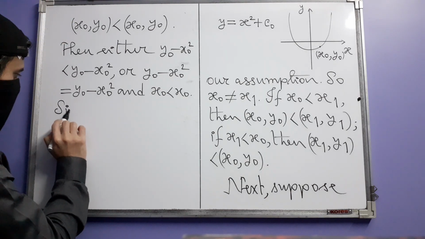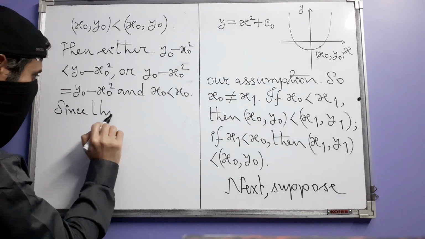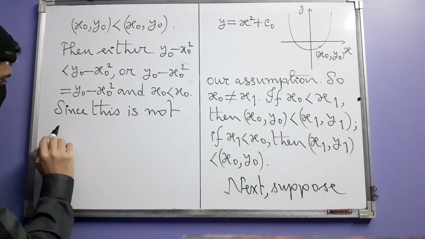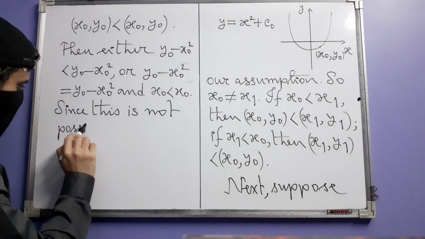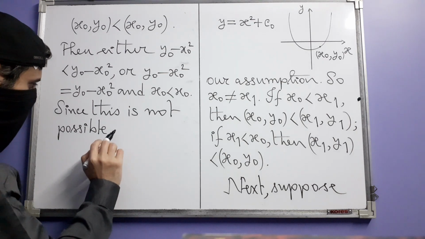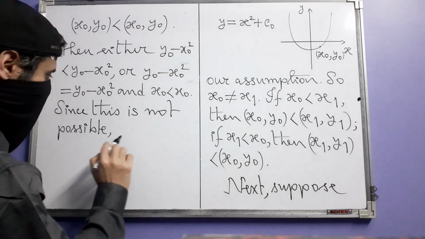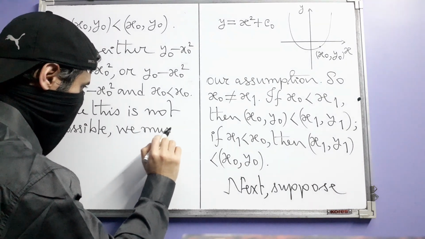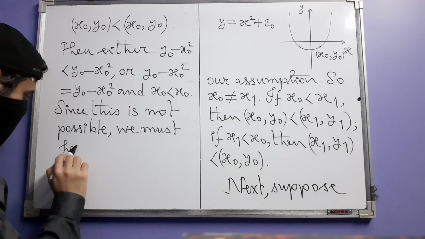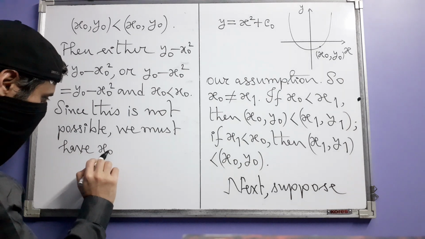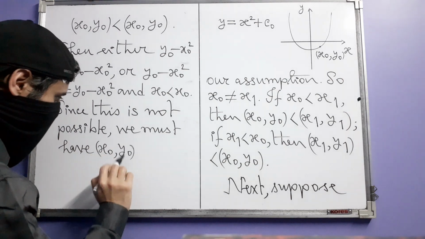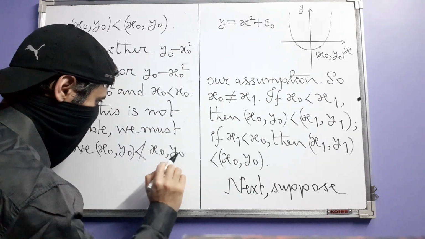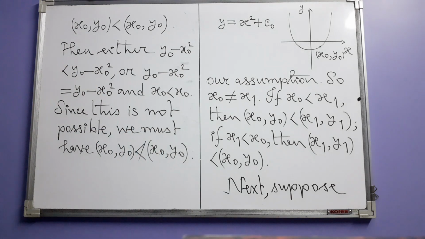Since this is not possible, our supposition is false. That means we must have this not less than itself, and that is our non-reflexivity.